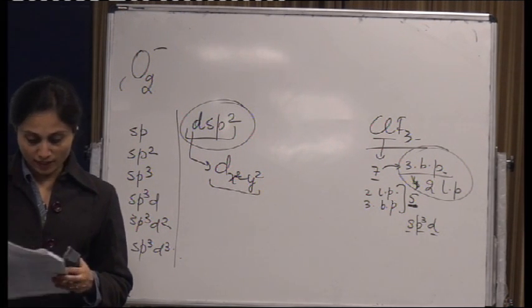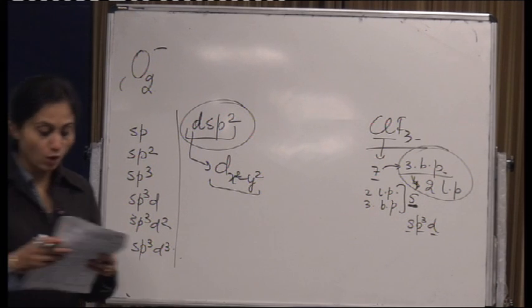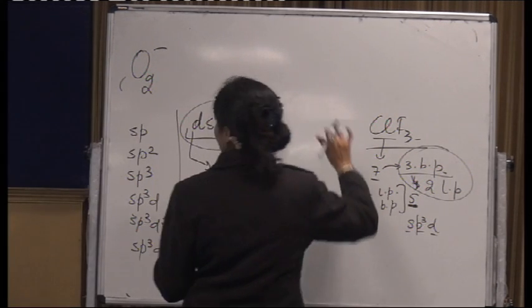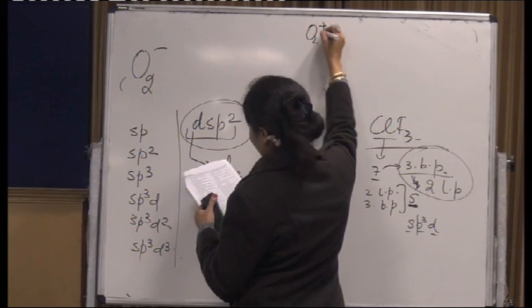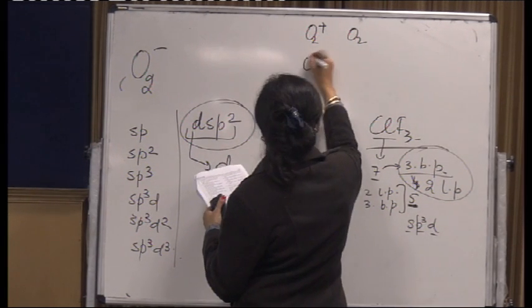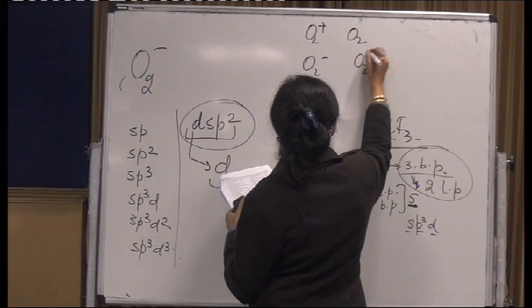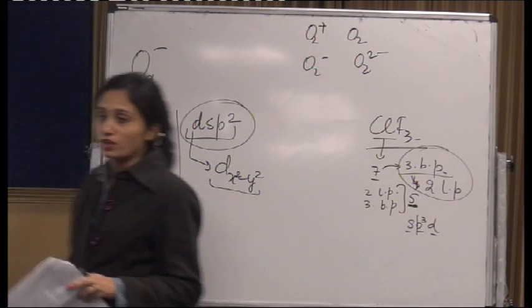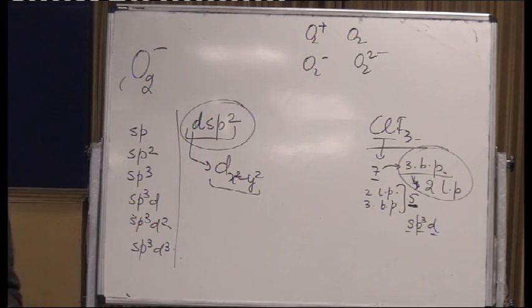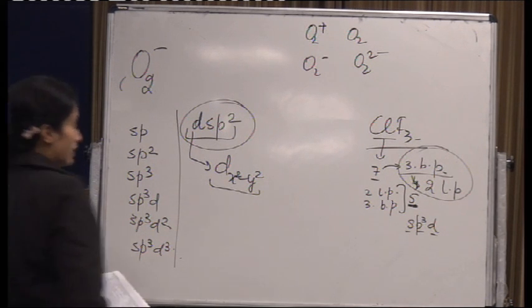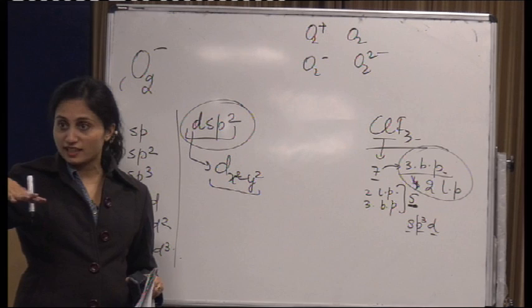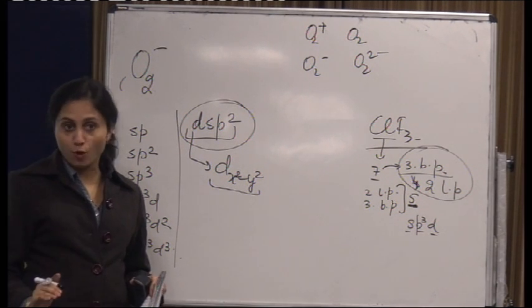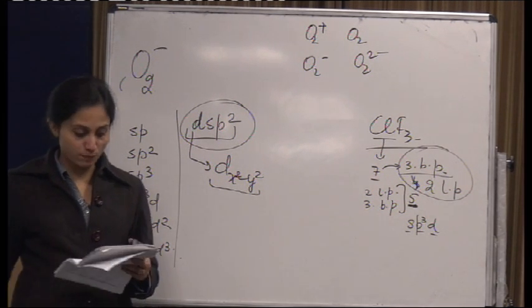Okay, then which of the following has the longest bonds? This type of questions are very common. Which of the following will have the longest bond? You have O2 plus, O2, O2 minus and O2 2 minus. Which of them will have the longest bond? O2 2 minus, because in O2 2 minus your 2 electrons are getting added up to the anti-bonding. It will have the lowest bond order, so the highest bond length.